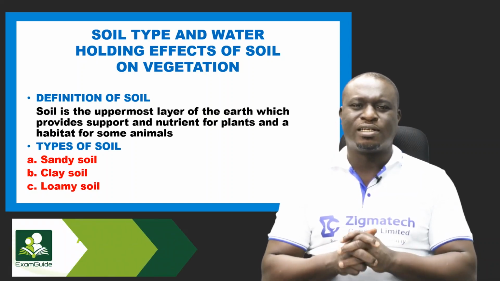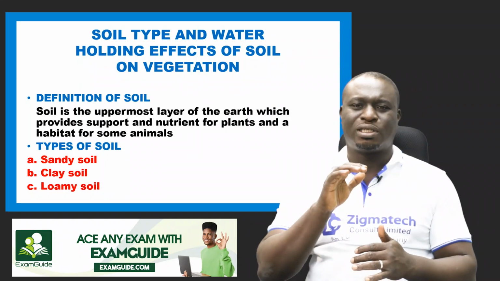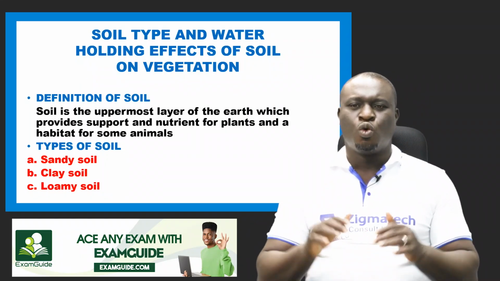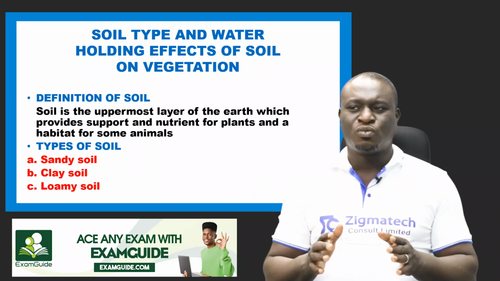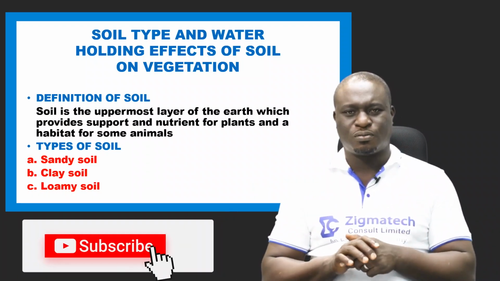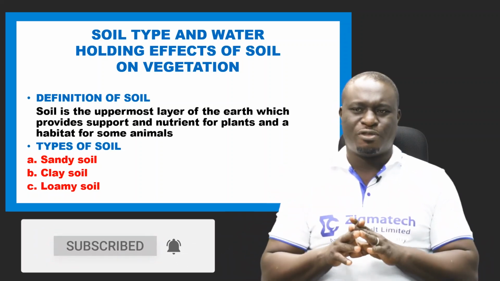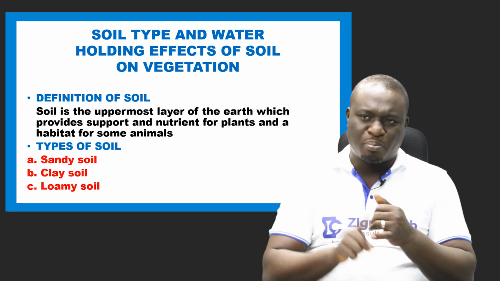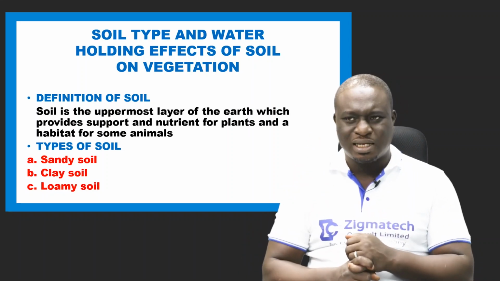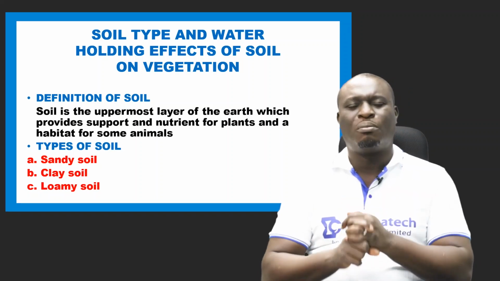Now, what is soil? Soil is the uppermost layer of the earth, which provides support and nutrients for plants and habitat for some animals. I repeat, it is the uppermost layer of the earth, which provides support and nutrients for plants, and it provides habitat for some animals.